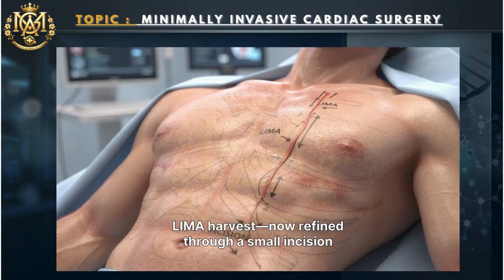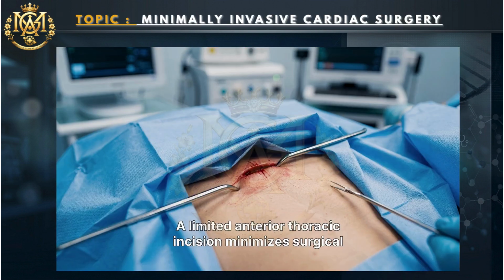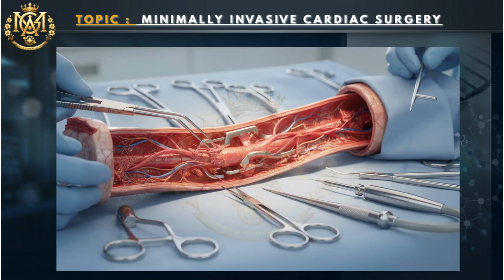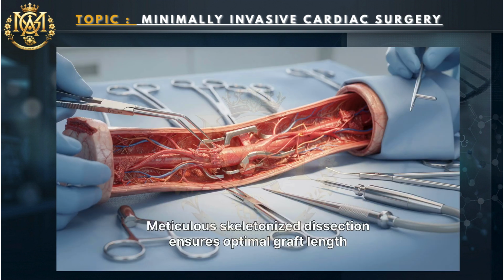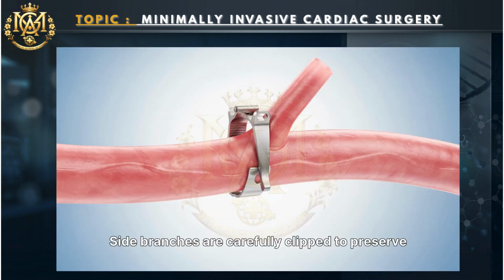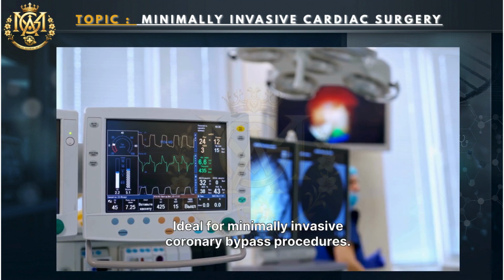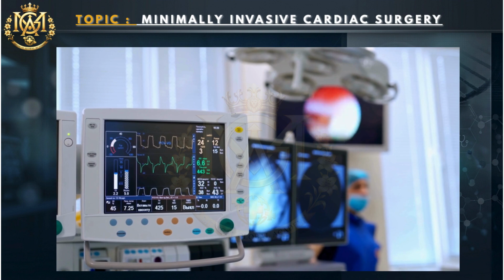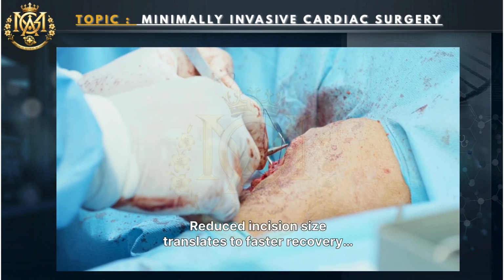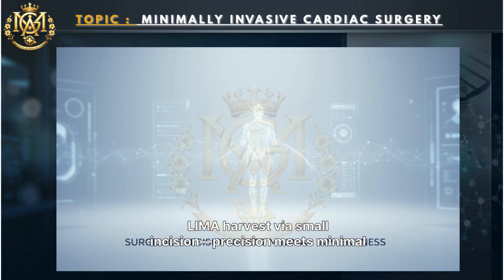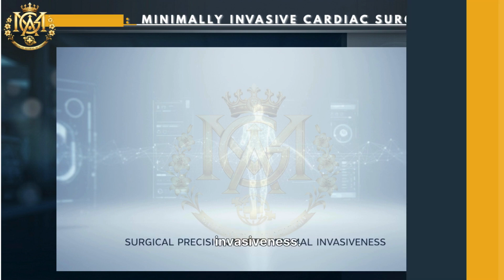LIMA harvest, now refined through a small incision approach. A limited anterior thoracic incision minimizes surgical trauma, while providing direct access to the left internal mammary artery. Meticulous skeletonized dissection ensures optimal graft length and flow. Side branches are carefully clipped to preserve conduit integrity. Complete mobilization is achieved with minimal tissue disruption, ideal for minimally invasive coronary bypass procedures. Reduced incision size translates to faster recovery, less pain, and improved patient outcomes. LIMA harvest via small incision. Precision meets minimal invasiveness.